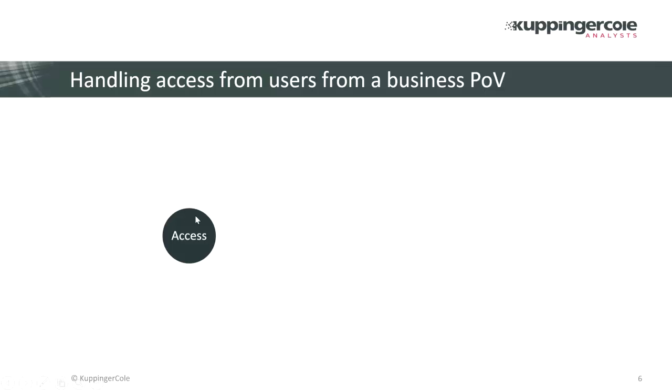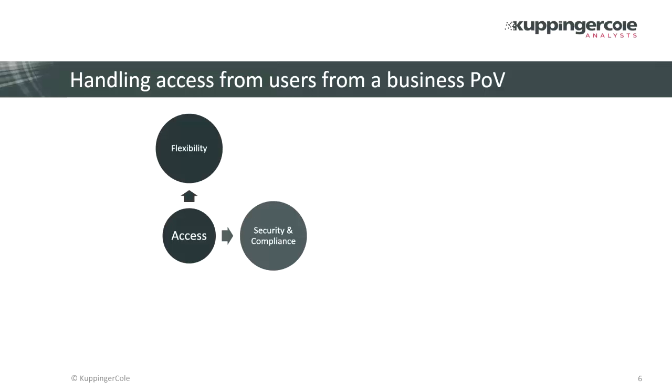And so when we talk about handling access from users from a business point of view, we're talking about various requirements we have to support. So one is flexibility. The access given needs to be flexible enough to support changing business requirements. And there's clearly the area of security and compliance. So how can we support the access of these users in a way that we fulfill the security requirements, that we remain compliant or become compliant?